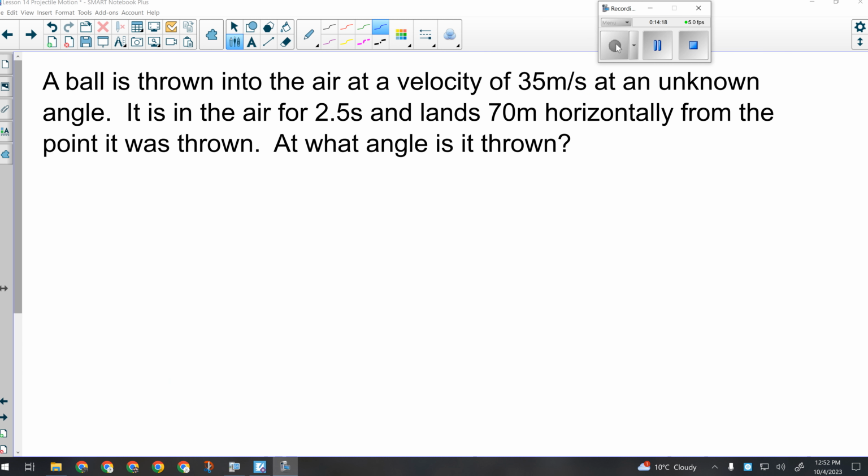This one's going to work a little bit differently. I don't give you the angle on this one. On this one you have to find the angle. So you're almost going to work backwards from the other three that we've done. So still draw it out, still write out your givens, but know that you're working backwards to find the angle at which this thing is thrown.